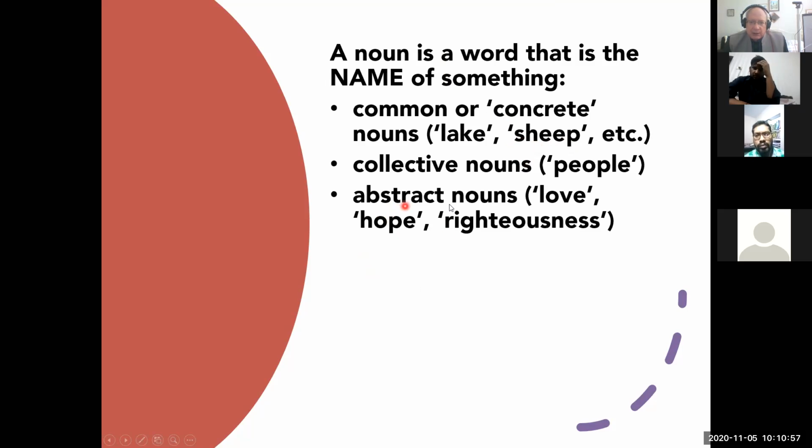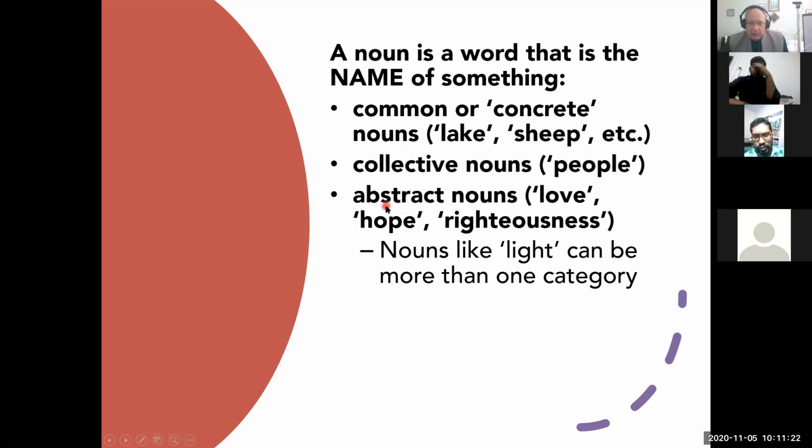We have abstract nouns like love, hope, righteousness. Concrete nouns are things that we see with our eyes. Abstract nouns are things that we feel or things that we hope for. We give those things a name as well. So we can say those are nouns.